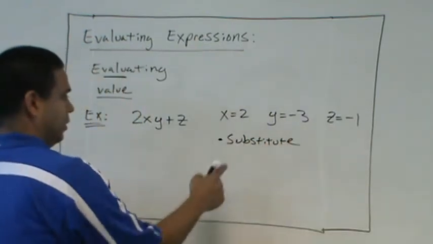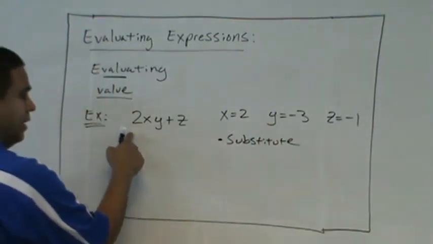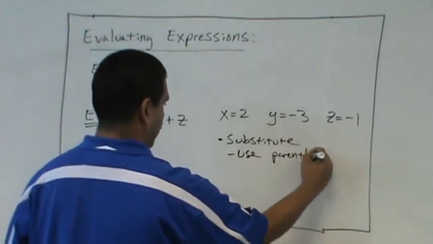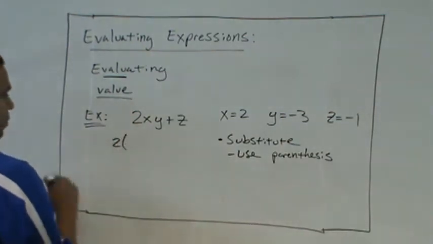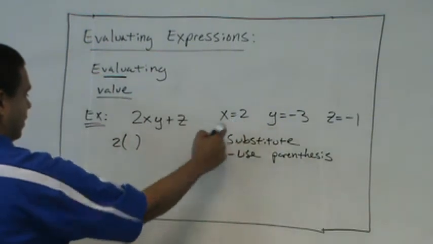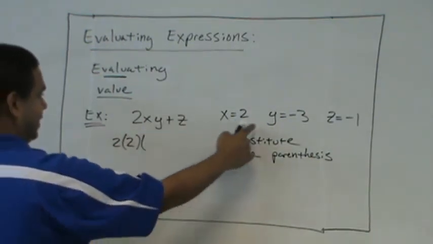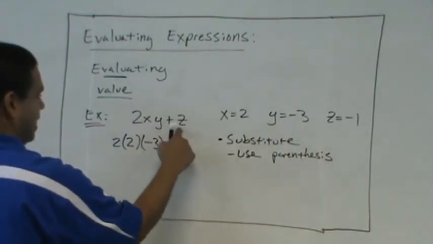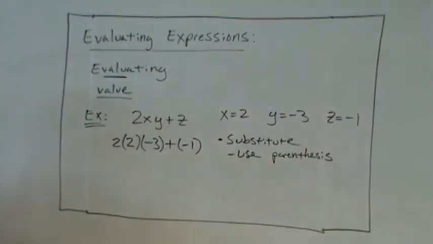substitute. So we're going to substitute these values into this expression. And I want you to use parentheses. Okay. So we're going to have two parentheses. This is our x. What was x? 2. Very good. And what is y? Negative 3. Excellent. And then we're going to add z. Negative 1.